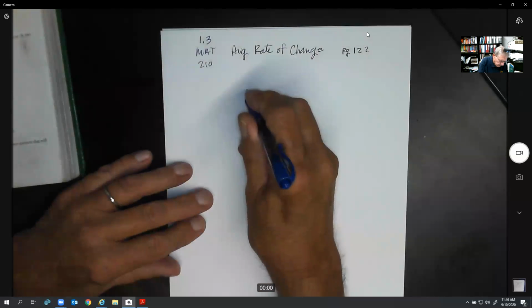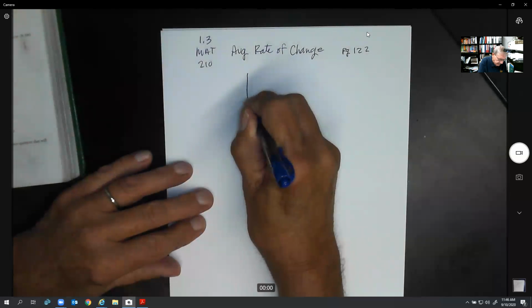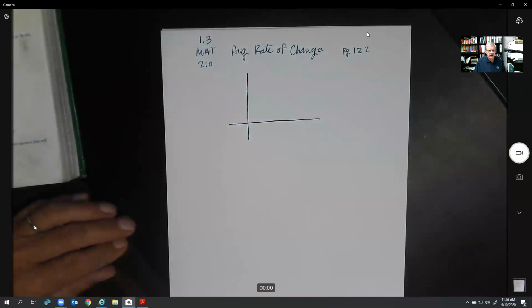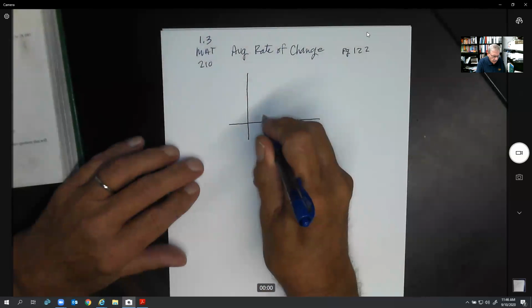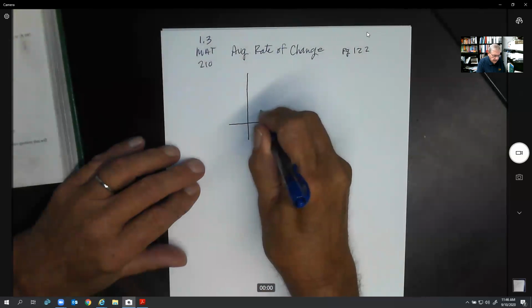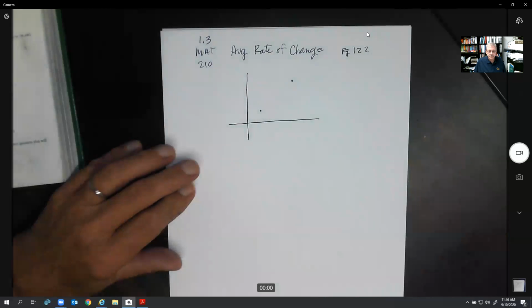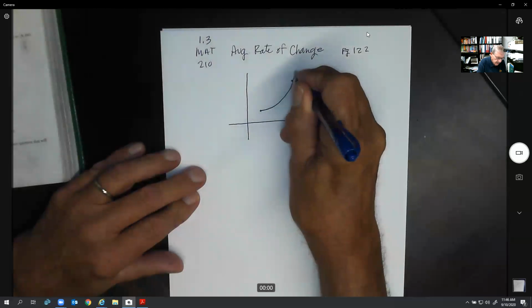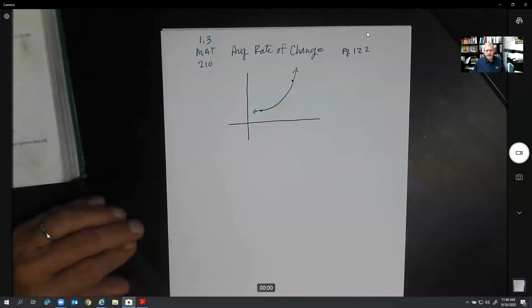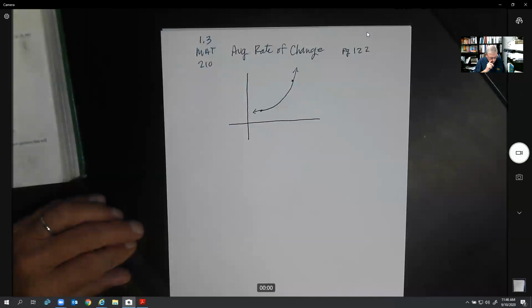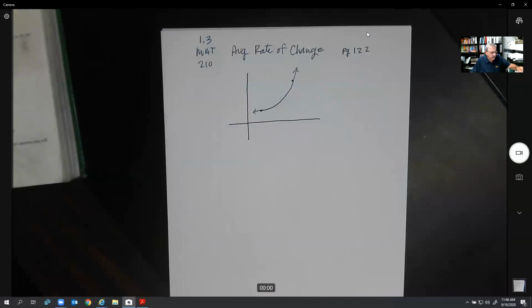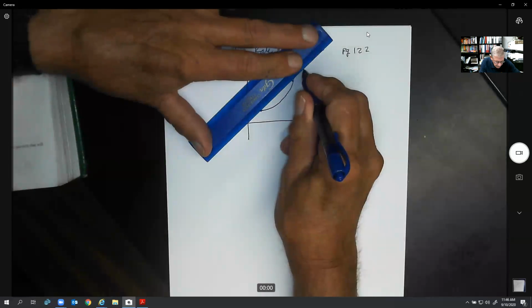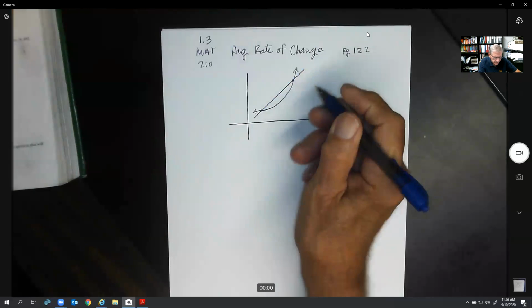So let me start out with a little graph here and see if I can help you explain what the average rate of change is. Okay, let's suppose we have a curve and it goes through a couple points. I'm going to draw this curve, just a nice curve, and it continues up here. We have a line that connects through these 2 points. This line right here is called a secant line.